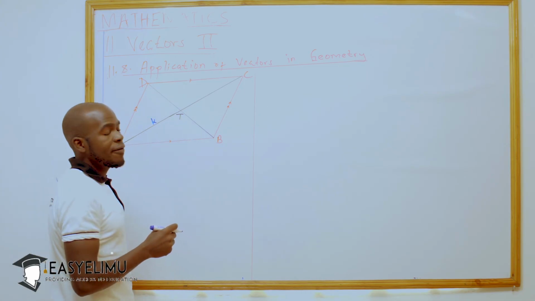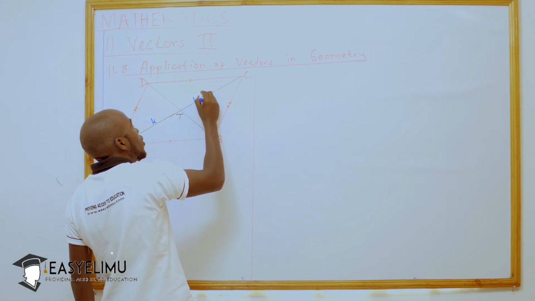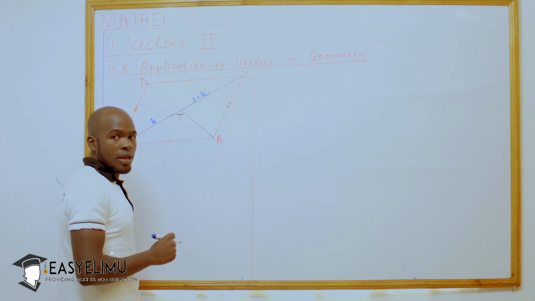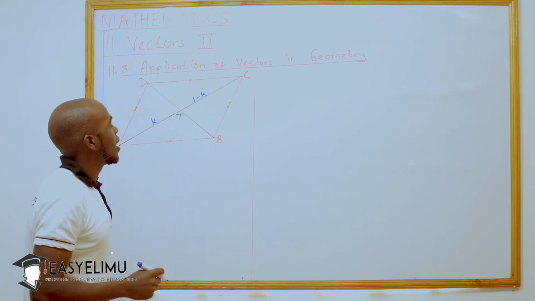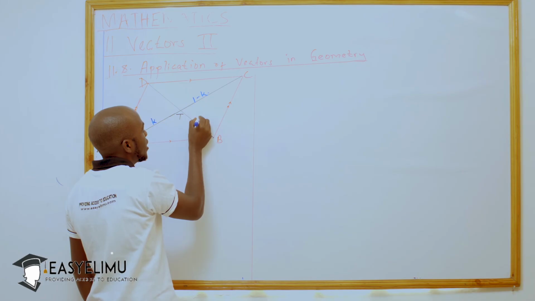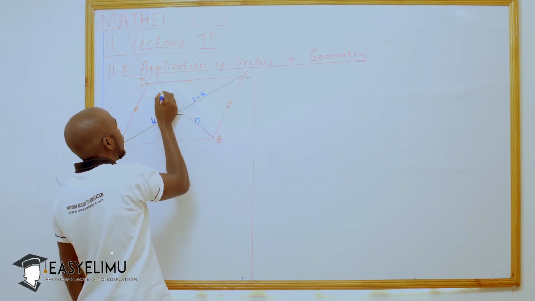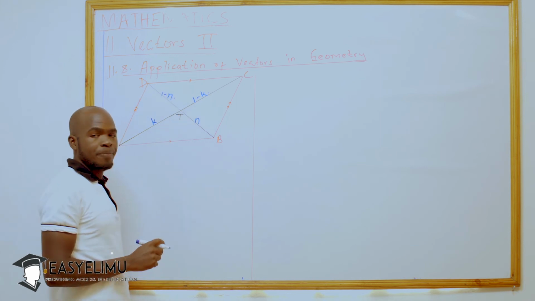So meaning that if it is K, the whole ratio should amount to 1. So meaning this one will be 1 minus K. The other side here, let it be N from B to T, such that from T to D is a ratio of 1 minus N.